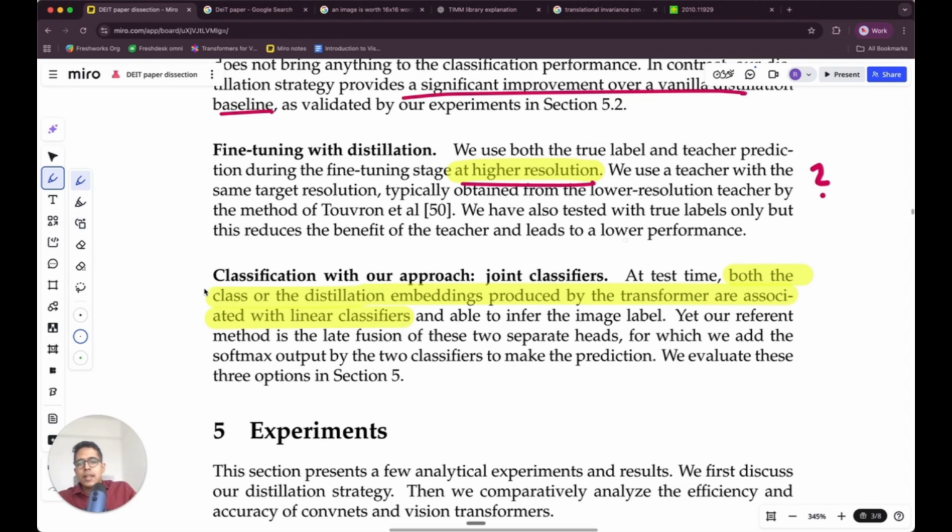So what they're saying is, once you have the trained student, which output from the student will you take to get your final prediction? Will you take the output from the class token or the output from the distill token? That's the question, right? So here they are coming up with a joint classifier. We will see what that is in section 5, but just keep this question in your mind. Once the student is trained, will you use the representation from the class token or the one from the distill token? Are you going to use both, or only one of them for your final predictions? Let's see at the testing time.